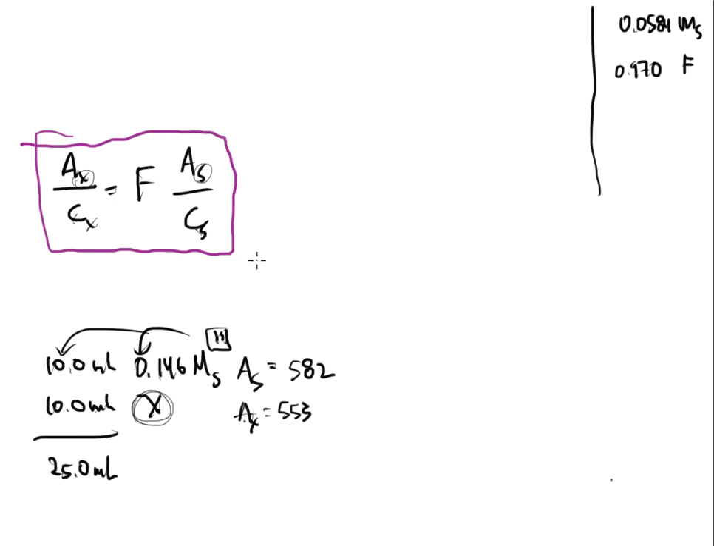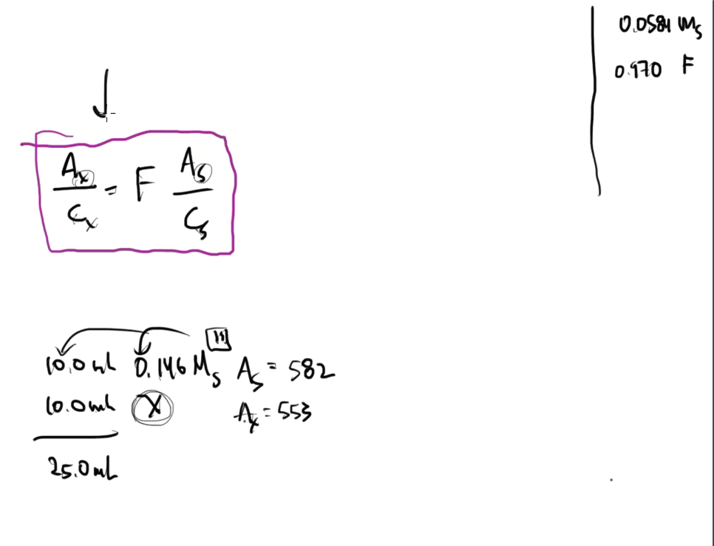All right, so here I told you that we have the molarity of the internal standard now because that got diluted. We have the ratio, what we would call the F factor, and the problem wants us to solve for the concentration of the unknown.